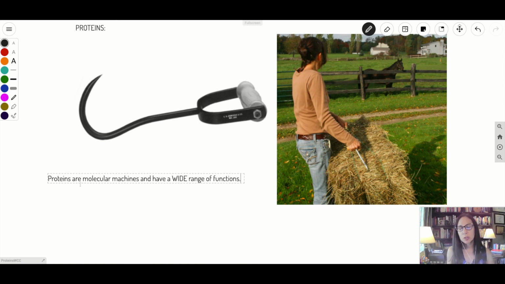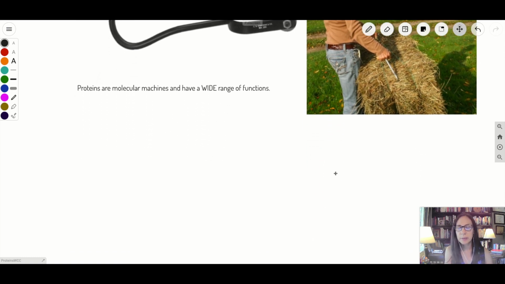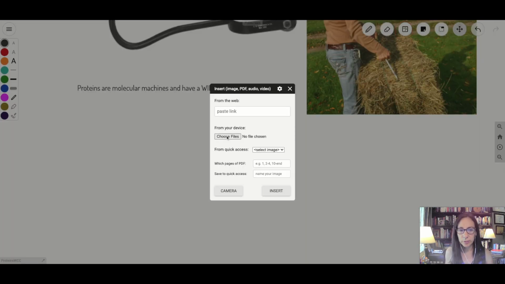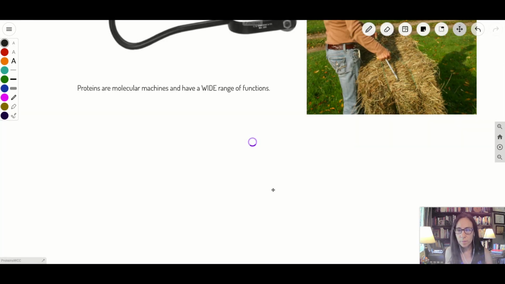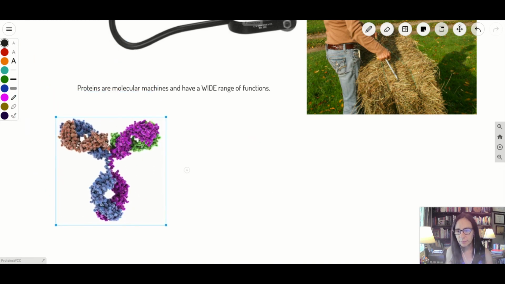So I'm going to show you a few examples of some proteins, and this is not an exhaustive list. There are thousands of different proteins. So I'm just going to show you a few just to give you an idea of what a protein looks like and maybe what it does. So here is a protein, and maybe you recognize it. So this protein is called an antibody.